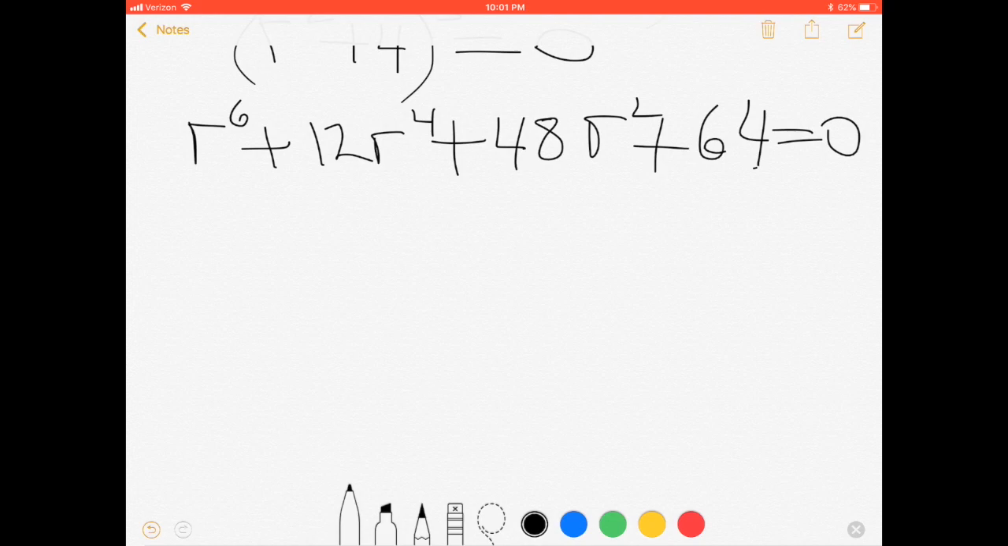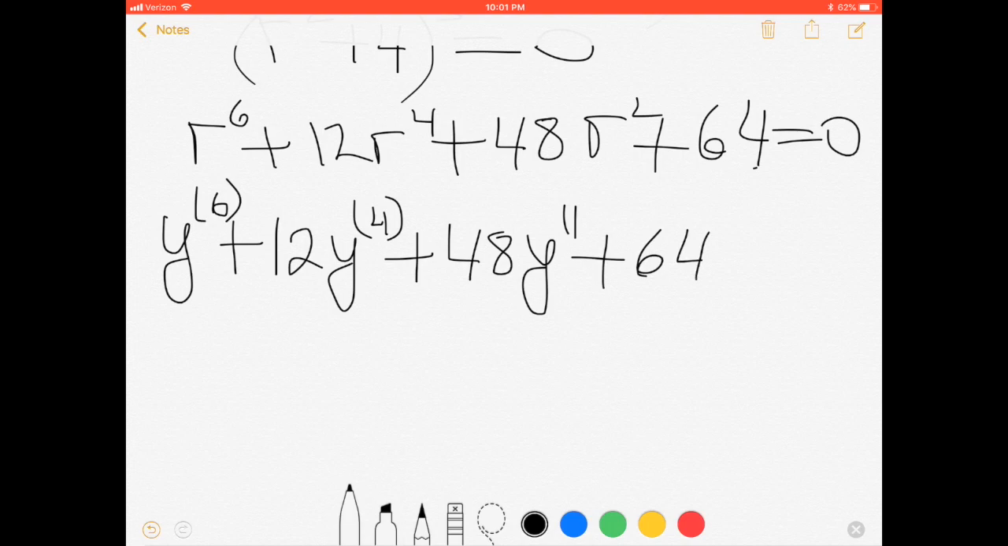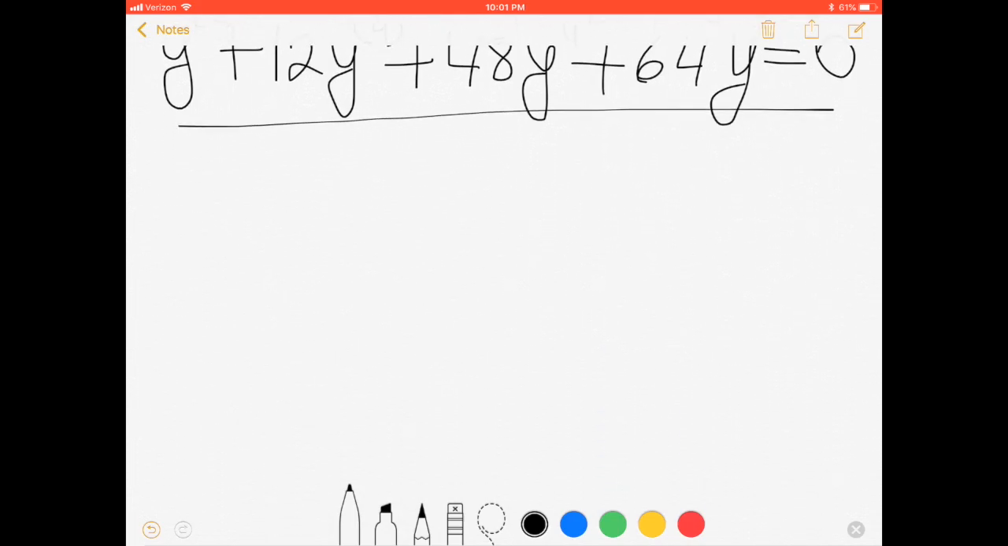Now I'm ready to write my equation. This is the characteristic equation. This means we can write the 6th order derivative plus 12 times the 4th derivative plus 48 times the second derivative plus 64 y equals 0. We have the solution and we built the differential equation. Okay. And last one but not least, number 58.